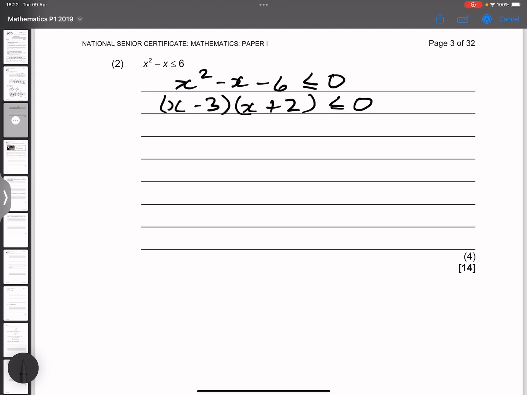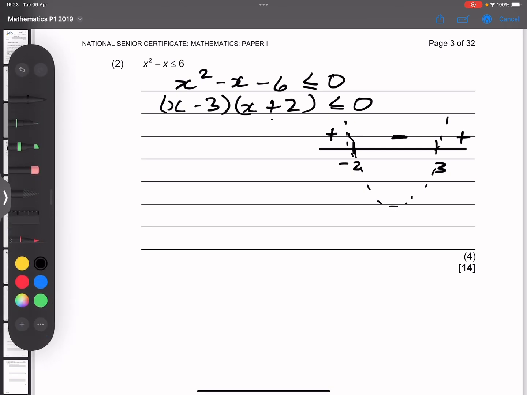Now what we do is plot those critical values. So we've got negative 2, remember, it changes sign, as well as 3. And this represents a parabola. So I want you to think about it. That parabola is positive here, it's negative between negative 2 and 3, and it becomes positive again. So now, where is this parabola less than or equal to 0? I'm sure you guys can see that this will be the solution.